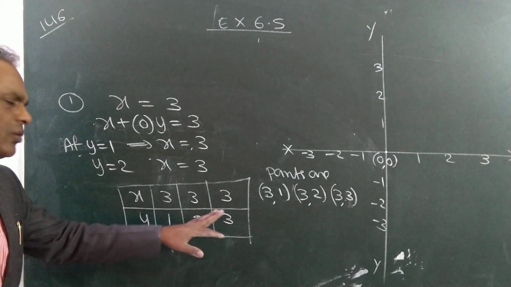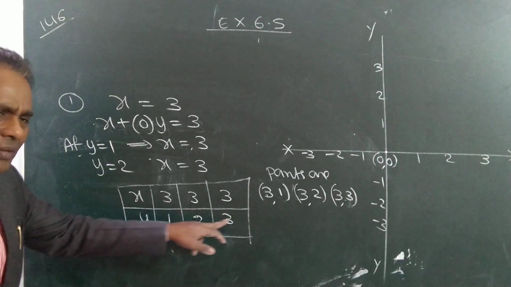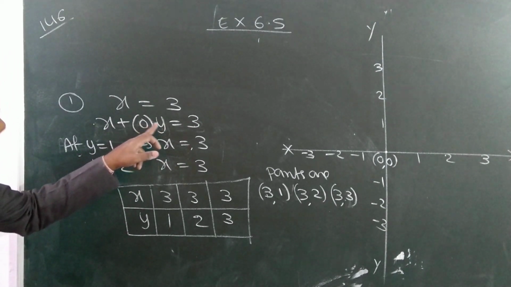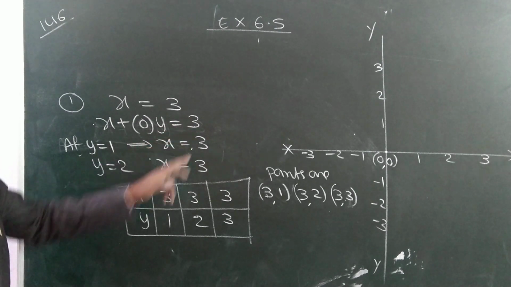See how I prepared the table? I took y values 1, 2, 3. But whatever the y value may be, this will not change, because 0 into any number is 0 only. X is equal to 3 always.